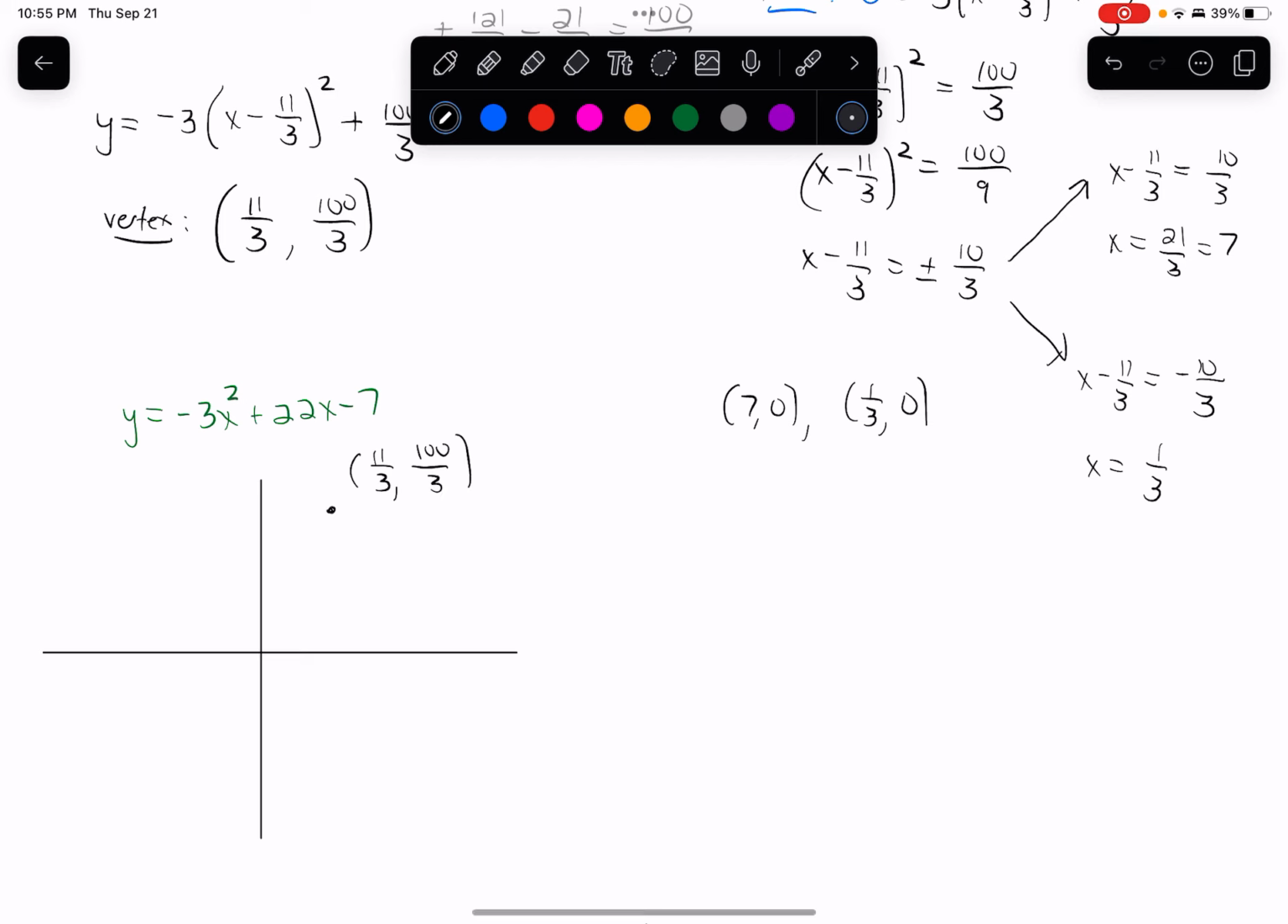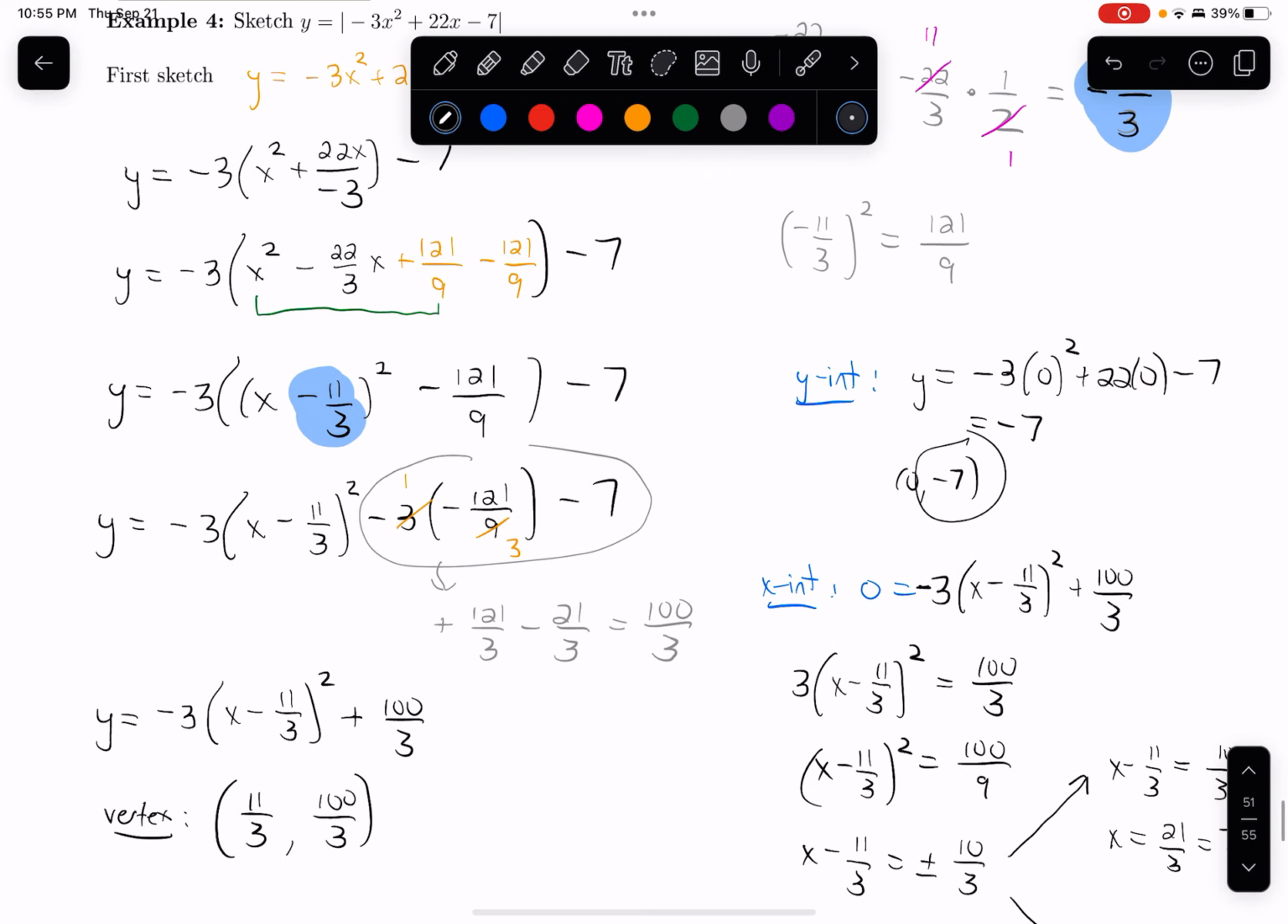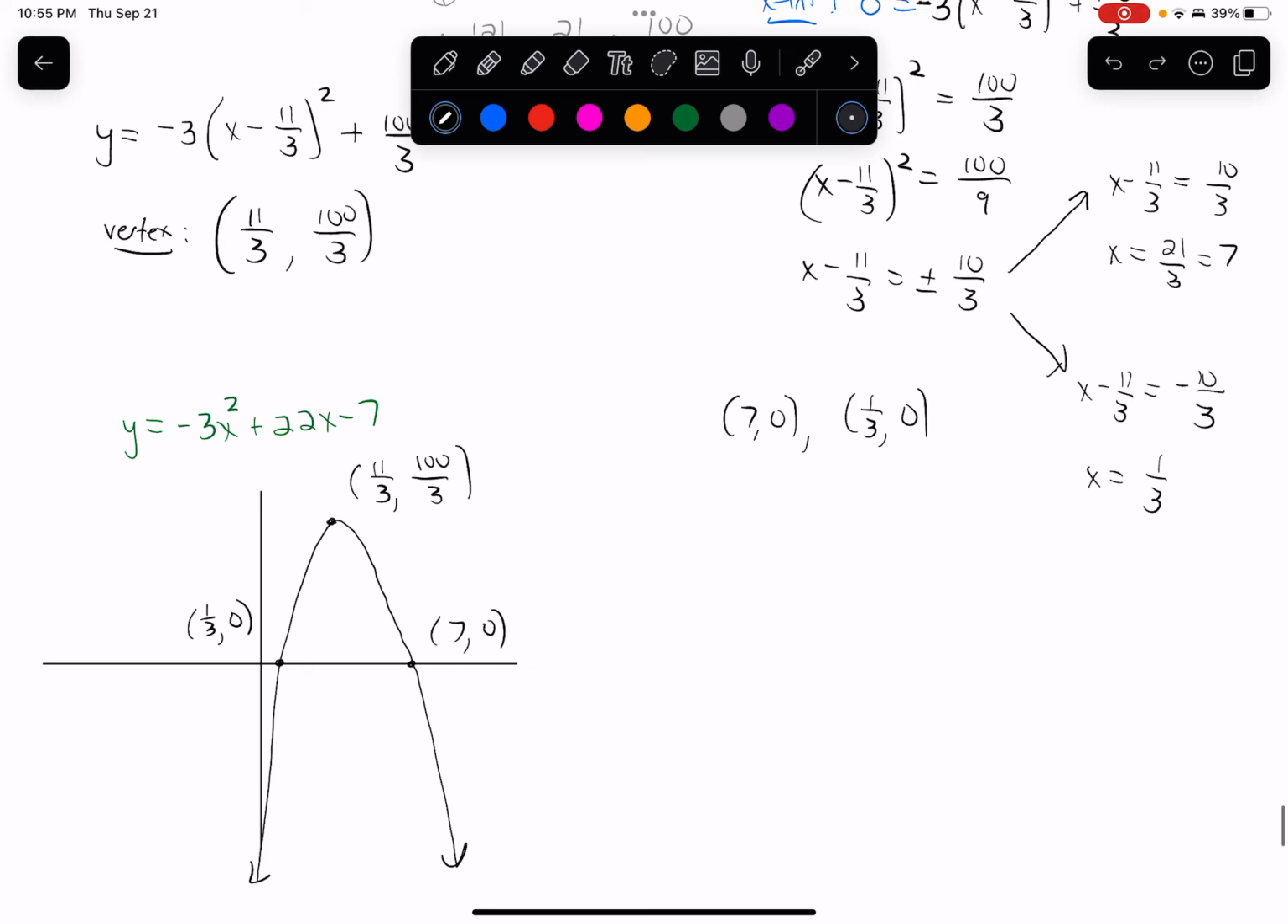And I know it's a downward facing parabola, and there are these two x-intercepts. One of the x-intercepts is (1/3, 0). One of them is (7, 0). So if I draw a downward facing parabola, this had a y-intercept, which was what? It was −7. So in my graph, that looks somewhere here-ish. So (0, −7). Again, it's totally not to scale, but maybe something like this for that original graph.